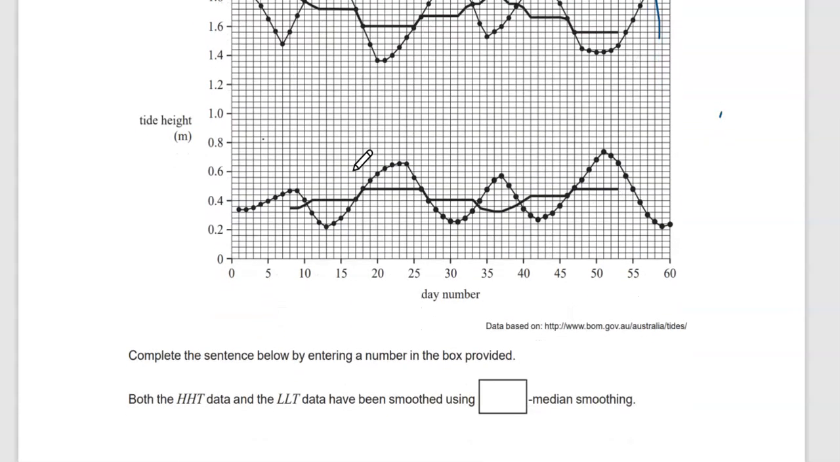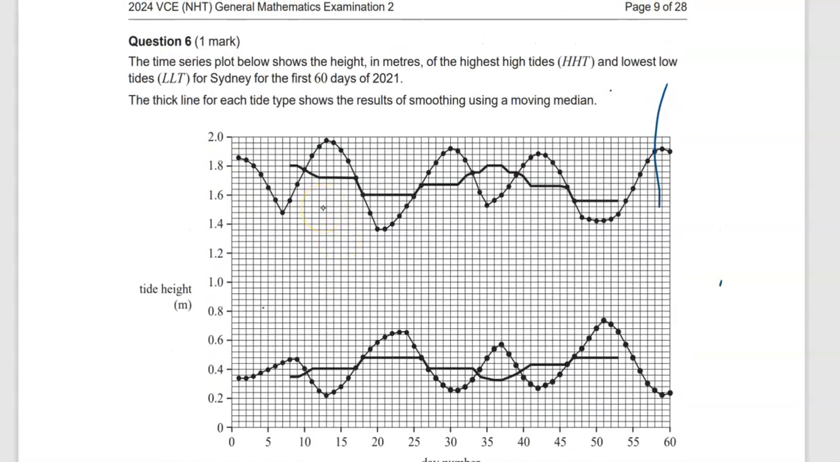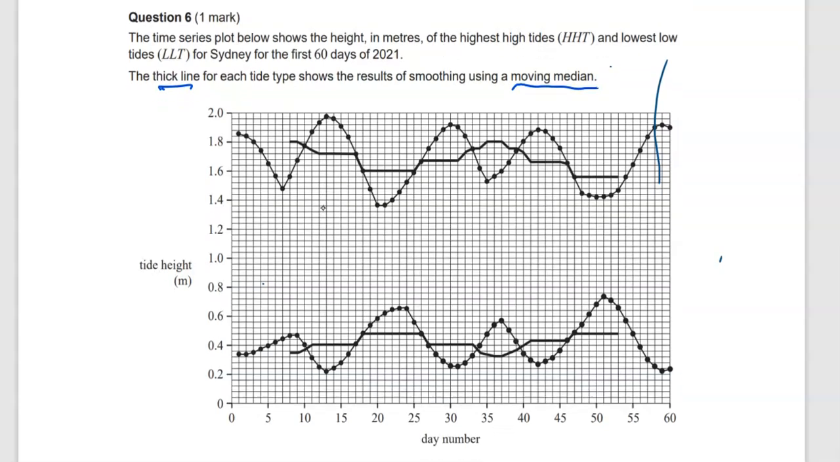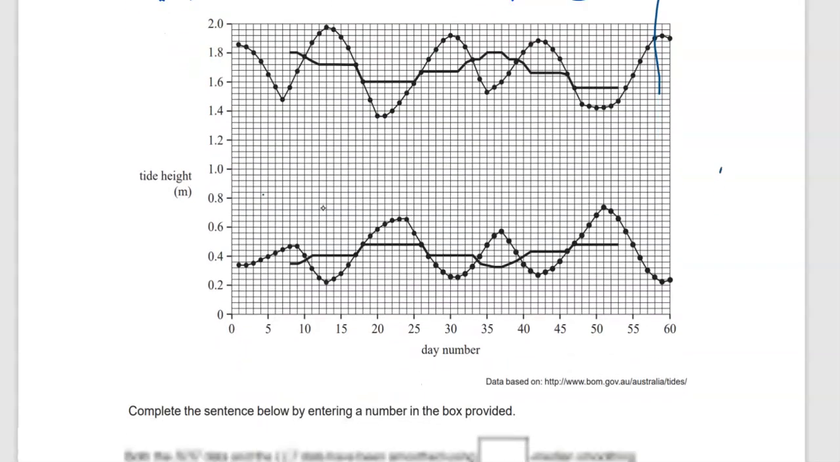Now it says complete the sentence below by entering... Oh, actually, I should have kept reading up here. It says the thick line, so there's a thick line there, is a result of smoothing using a moving median. All right, so they've done median smoothing, and we know we lose values when we do the median smoothing. We lose some at the start and some at the end, and it depends on what number of median smoothing we're doing.